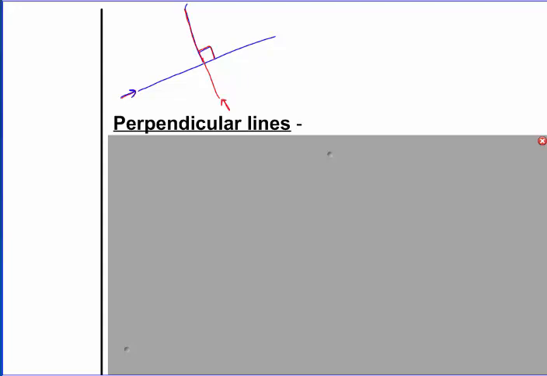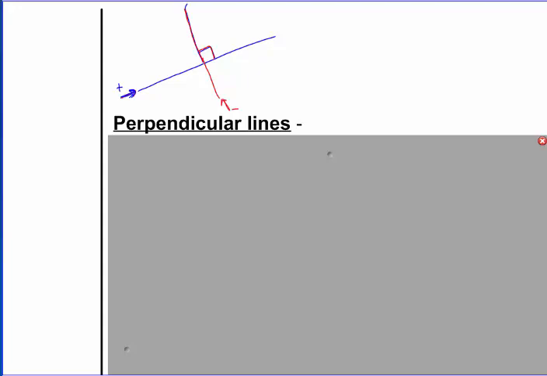Also, if you look at the blue one, it has a positive slope. If you look at the red one, it's going the other direction. It has a negative slope. So hopefully looking at what makes two lines perpendicular will help you remember how to get perpendicular lines.